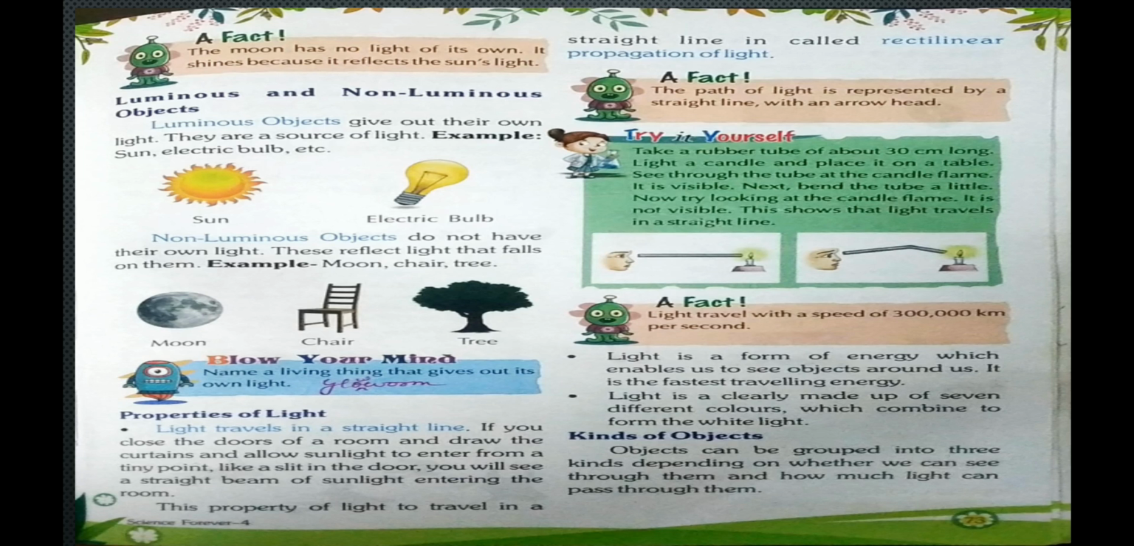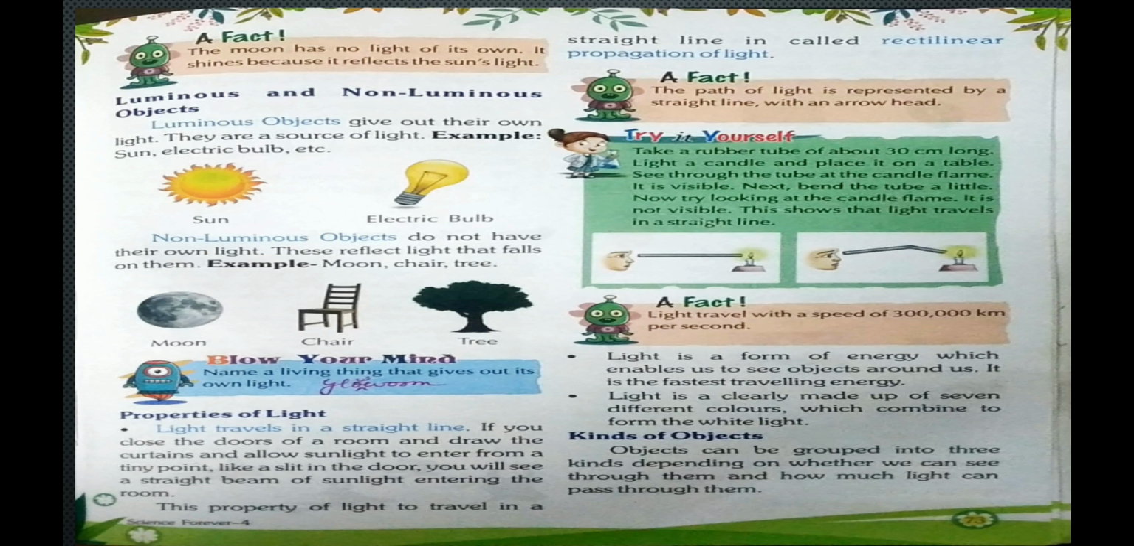Now, one activity. Take a rubber tube of about 30 cm long, light a candle and place it on a table. See through the tube at the candle flame. Is it visible? Yes. Next, bend the tube a little. In the second picture it is done. Now try looking at the candle flame. It is not visible. This shows that light travels in a straight line.